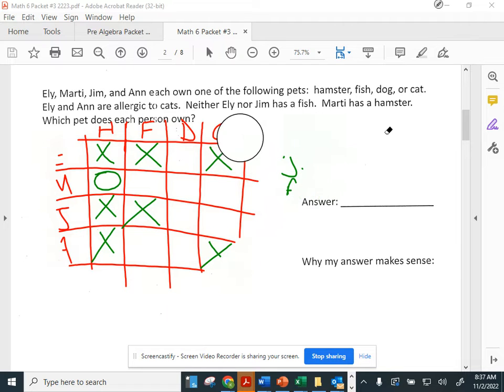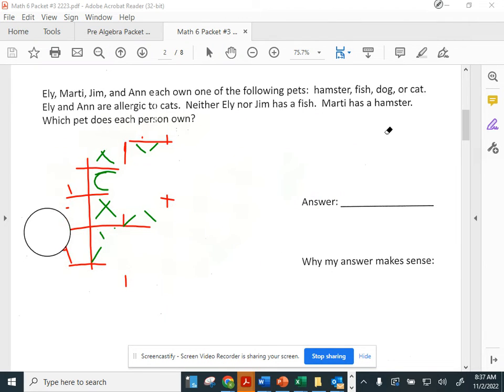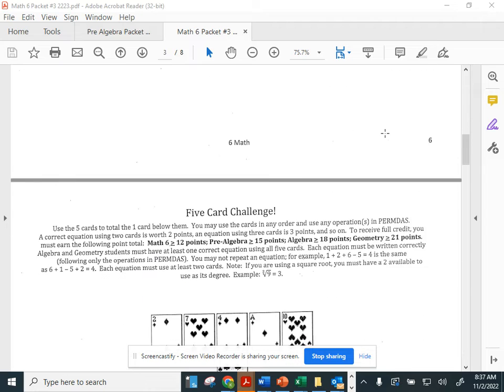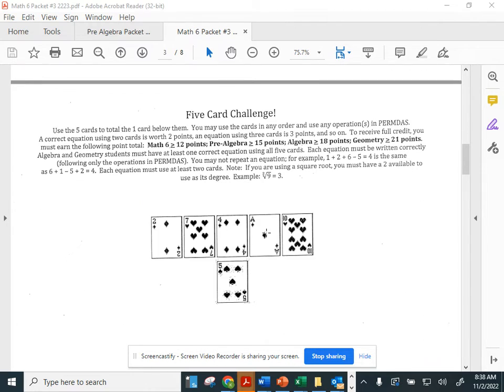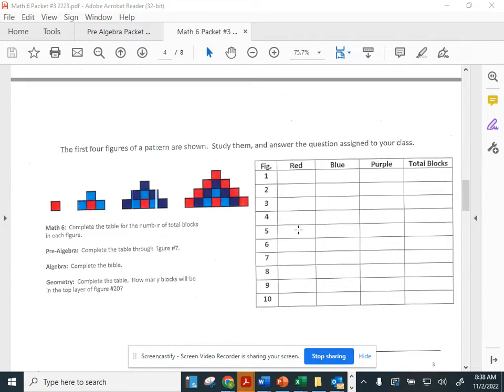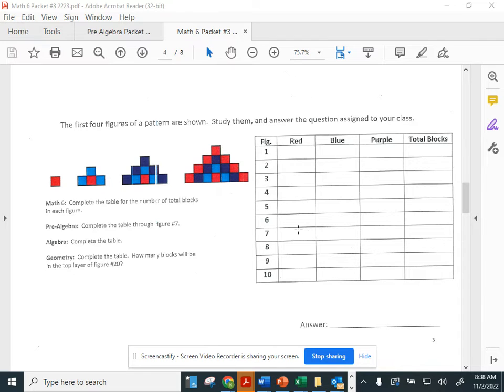Our next page is that 5-card challenge. So you know how to work through that 5-card challenge. Keep in mind that our ace only has 1 diamond on it, so it is a 1. So when you use the ace, it is a 1. All of your cards, whatever equations you come up with, need to equal 5. You can use each card only 1 time per equation. The next page is our pattern page.